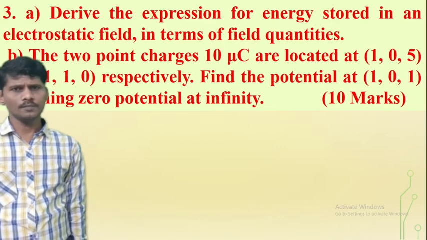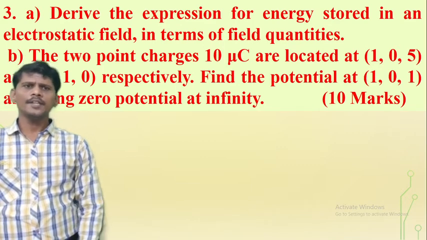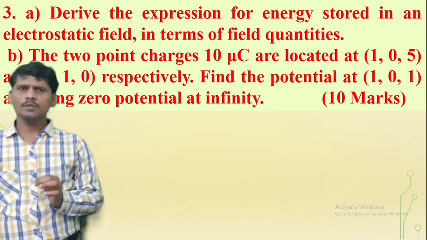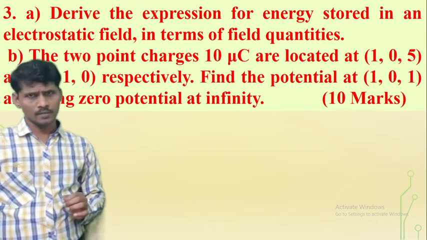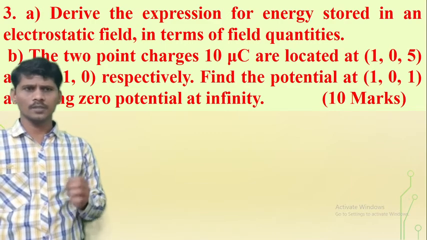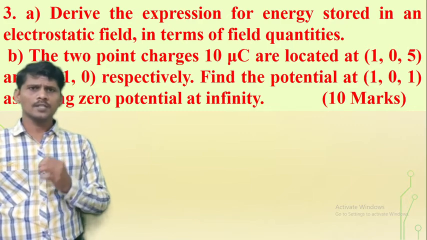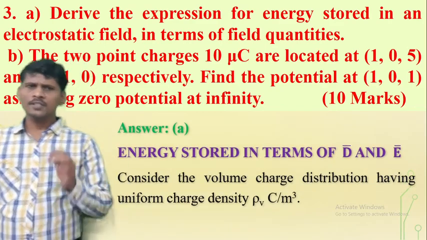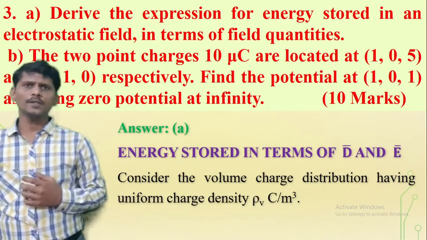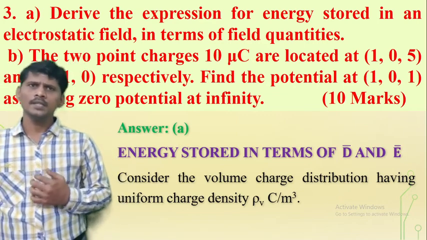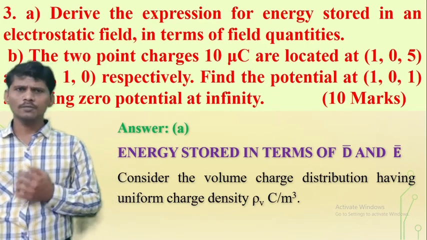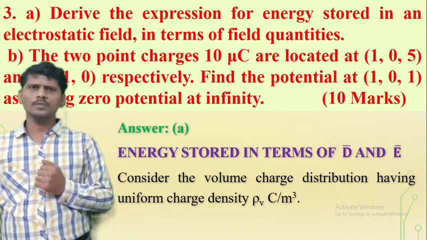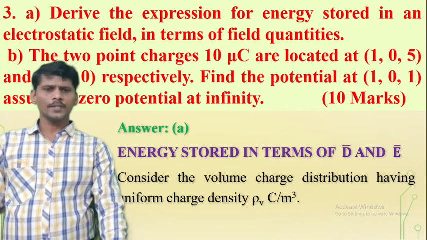Next, coming to the third question, the choice question in unit 1. Derive the expression for energy stored in an electrostatic field in terms of the field quantities. First we are going to discuss question number 3a, and after that we will discuss question number 3b. Find the expression of the energy stored in an electrostatic field in terms of the field components. In electrostatics, what are the field components? Electric field intensity and electric flux density are the field components. So consider the volume charge distribution having the uniform charge density rho_v coulombs per meter cube.